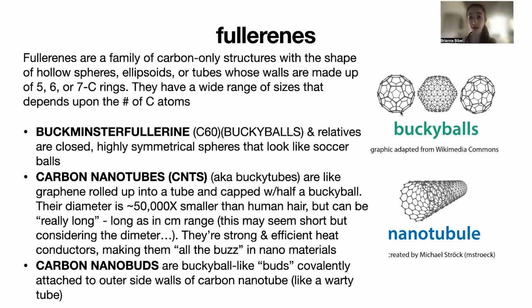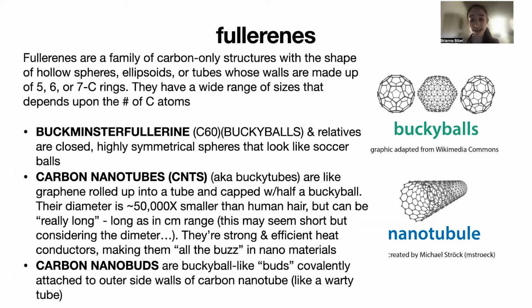So you might have heard of buckyballs. This is Buckminsterfullerene, or C60. And its relatives are highly symmetrical spheres. They look kind of like soccer balls. Then you have things like nanotubules or bucky tubes. These are like sheets of graphene being rolled into a tube and then capped with half a buckyball. So they're about 50,000 times smaller than a human hair, but they can be super duper long. Okay, super duper meaning in the centimeter range, which might seem really short, but if you think about how tiny their diameter is, then that's crazy.